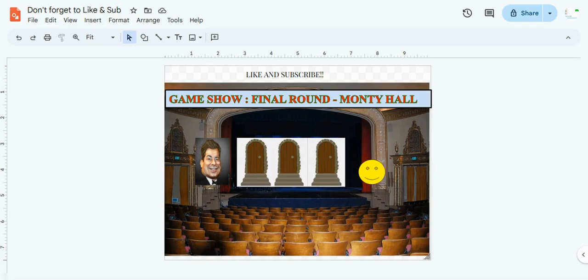At first, your gut might scream, it's 50-50 now, it doesn't matter. But here's the thing, our intuition is lying. The Monty Hall problem is a classic example of how probability can feel completely wrong.